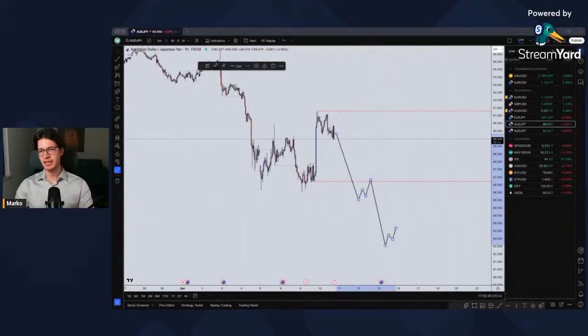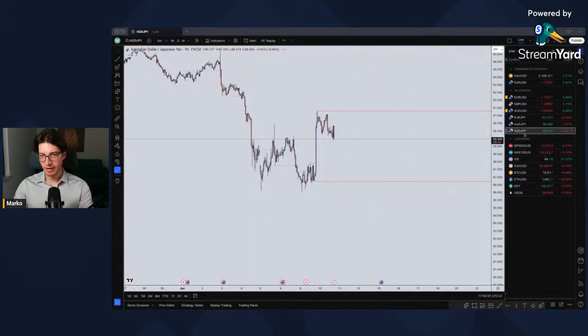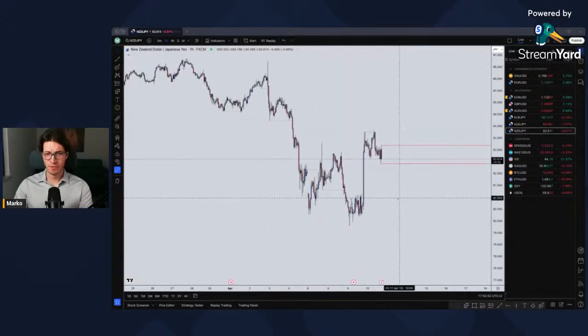I would prefer to see this melt down because the risk-off environment calls for a stronger Japanese yen. That means AJ should go down. And it is the same thing for NJ. Okay, same thing for NJ.